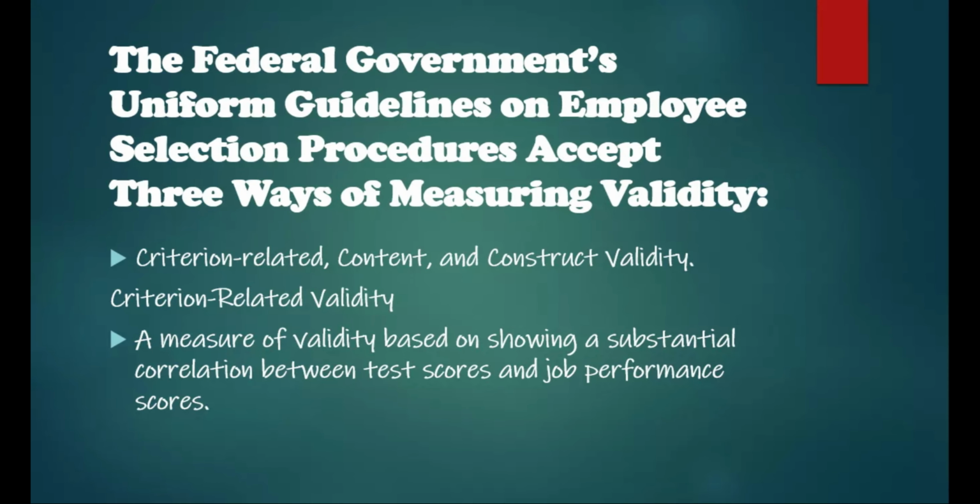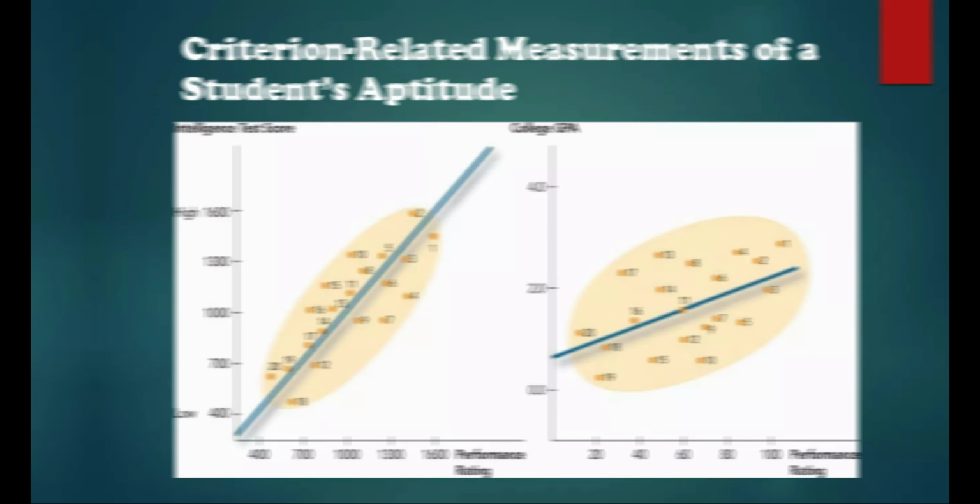The federal government's Uniform Guidelines on Employee Selection Procedures accept three ways of measuring validity: criterion-related, content, and construct validity. Criterion-related validity is a measure of validity based on showing a substantial correlation between test scores and job performance scores. Substantial means a considerable relationship between test scores and job performance, even the smallest and insignificant things that can be considered as proof.